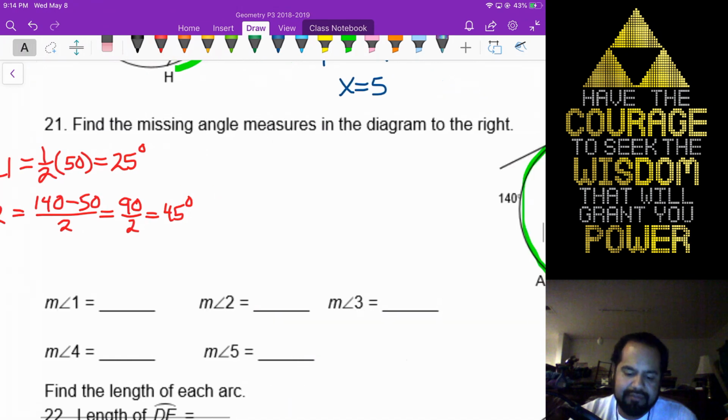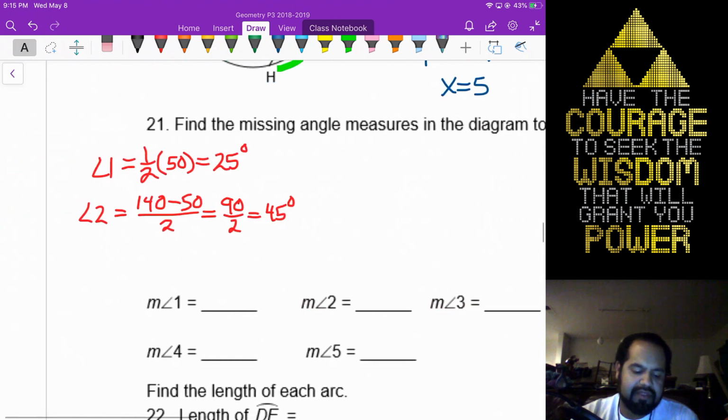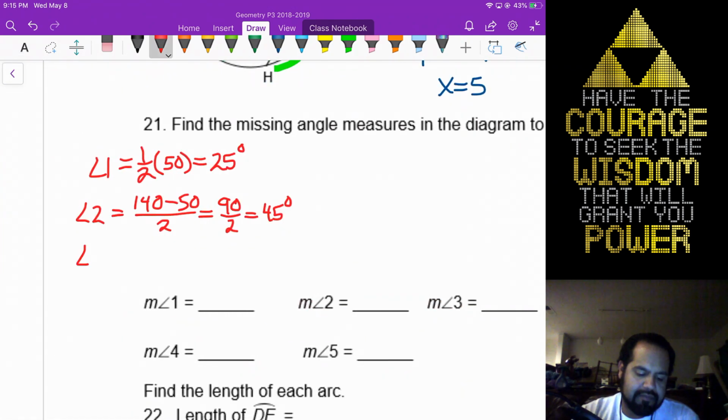Okay. Angle 3. Angle 3 is formed from this tangent and this chord. So this is a poor man's ice cream cone. So then, boom. Angle 3 is going to be half of that intercepted arc. So half of 90 plus 140, which is 130. So then we get 65 degrees.